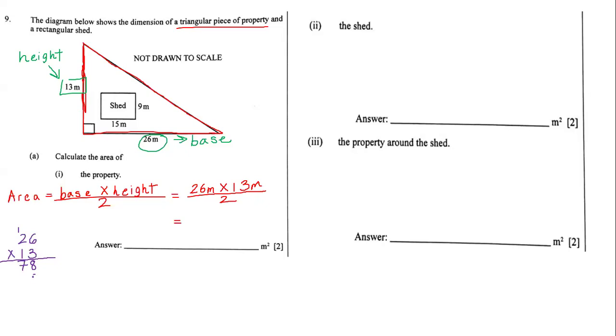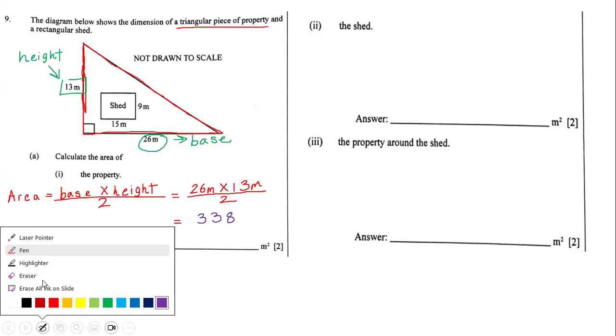Put a 0 down. 1 times 6 is what? 6. 1 times 2 is? 2. Very good. Add them together. 8 plus 0 is 8. 7 plus 6 is 13. 2 plus 1 is 3. So it's going to be 338 meters squared. Very good.